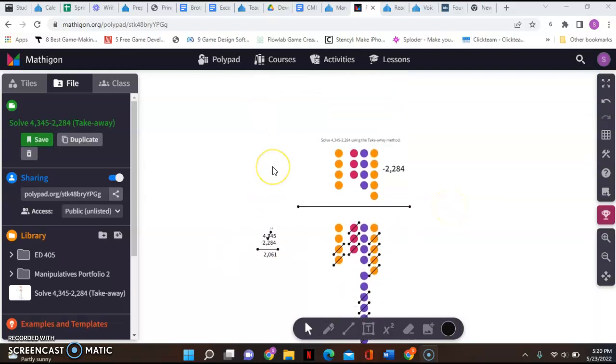And that is how you solve 4,345 minus 2,284 using the takeaway method and the hierarchy materials or manipulatives.